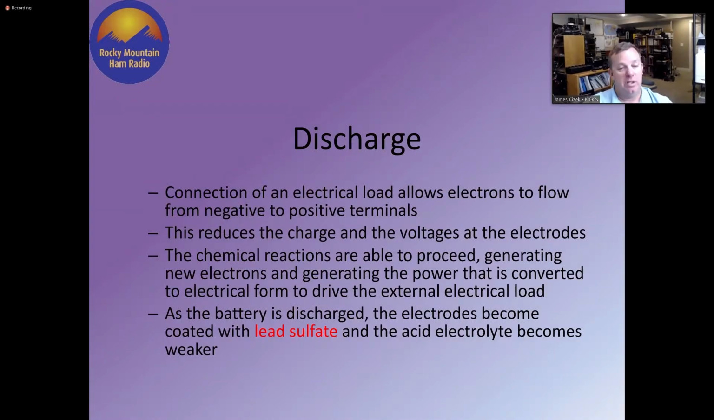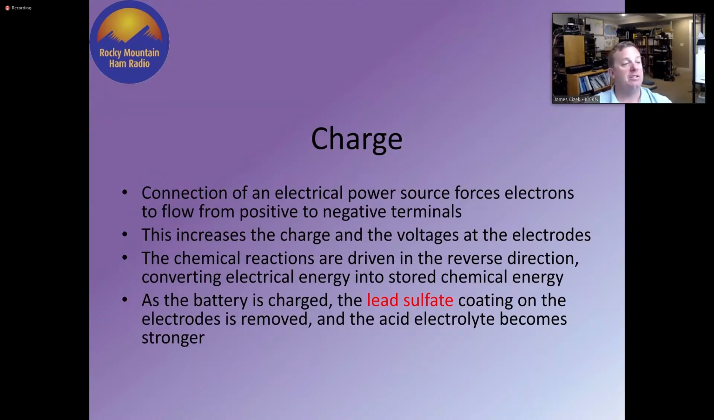Now, this is the key piece here. As the battery is discharged, the electrodes become coated with lead sulfate, and the acid becomes weaker. It is converting the acid into lead sulfate, which is coated on the plates. Now in charge, imagine that, exactly the opposite happens. So we connect a battery charger to this. The whole chemical reaction takes place in the opposite direction. And again, as the battery is charged, the lead sulfate coating on the electrodes is removed and the acid electrolyte becomes stronger.